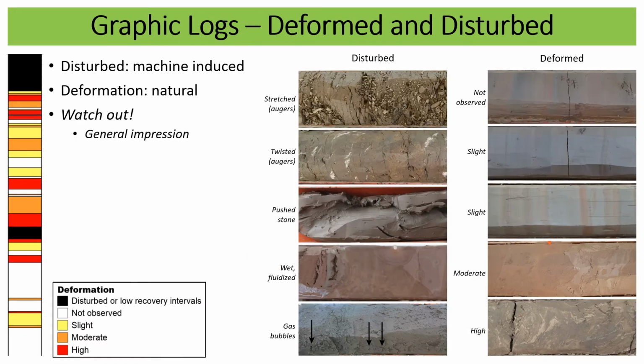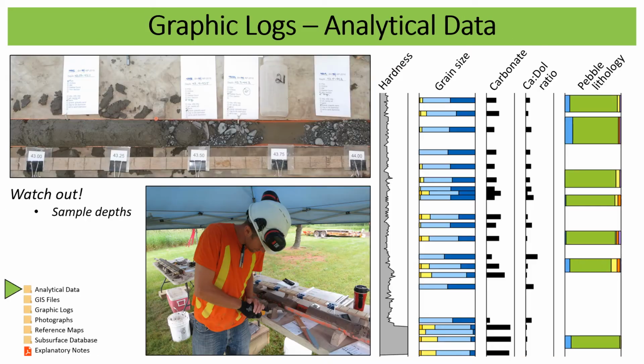The next log records a quick visual assessment of whether the core was disturbed during drilling, like the example shown on the left. Core stretched and twisted by hollow stem augers are shown at the top. The results of a cobble being pushed through soft clay, fluidized silt, and finally the cottage cheese texture caused by gas bubbles are also shown. Naturally deformed sediments are shown on the right.